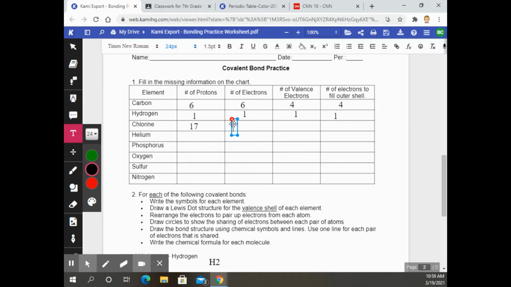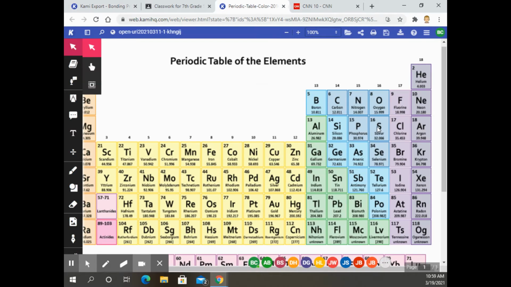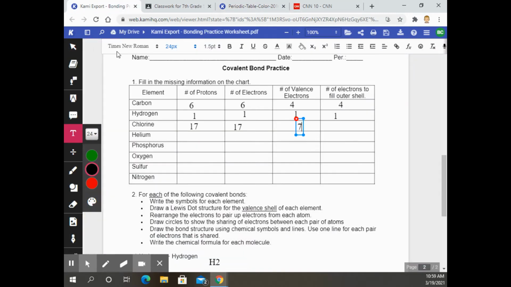Now, how many valence electrons does it have? 7. Because it's in the 7th family, right? 7th group or 7th family. So it has 7 valence electrons. How many more does it need? 1, because 8 is how many go in the outer shell. Remember, helium only has a max of 2 that it can have because it's in that first energy level, all right? So that one's going to be the other one that's a little bit different. Everything else is going to have 8.